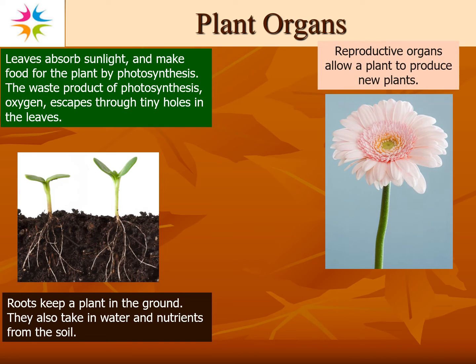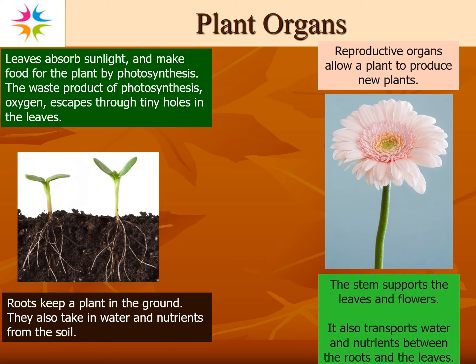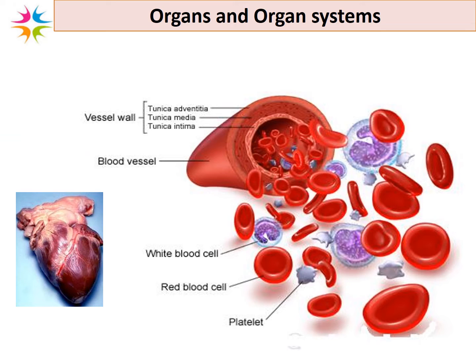And then the reproductive organs, in this case, they are located in the flower. So the flower is part of the reproductive organ. It allows the plant to produce new plants. The stem supports the leaves and flowers, and it transports water and nutrients between the roots and the leaves.